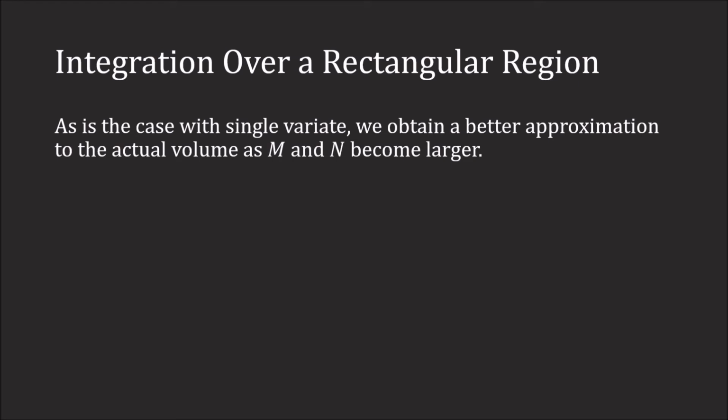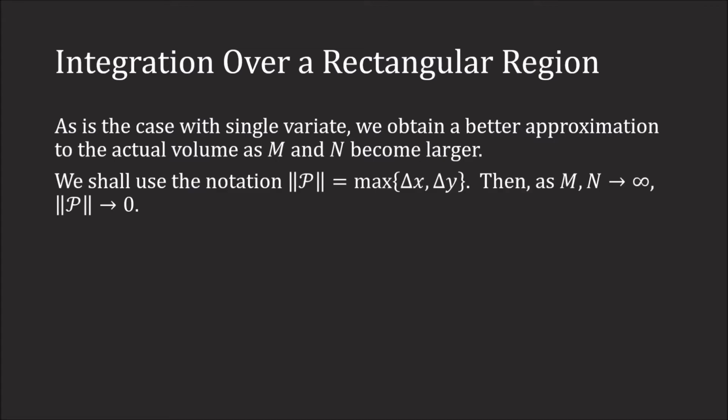So as is the case in single variable integration, we can obtain a better approximation to the actual volume if we let m and n become really, really large. Specifically, we want them both to approach infinity. Now, we'll use the notation here to represent the maximum between delta x and delta y. Then, as m and n approach infinity, this value will approach 0.